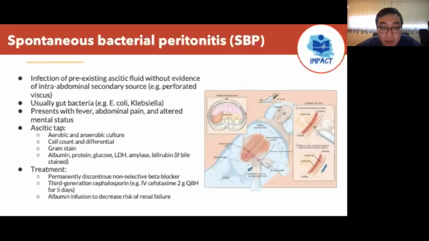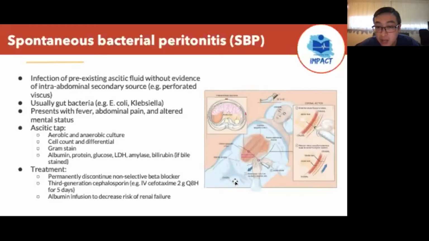And if you're concerned about SBP, the first line investigation is an acidic tap. I don't know if anyone here has seen an acidic tap performed on the ward before, but I have a diagram depicting that. So you do an acidic tap. You aspirate a bit of acidic fluid, and then you send it to be tested.